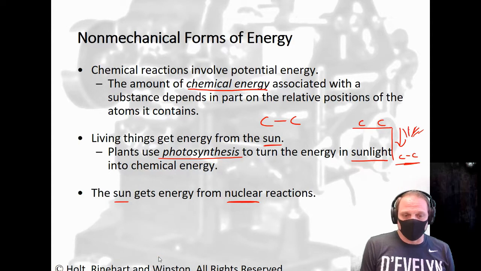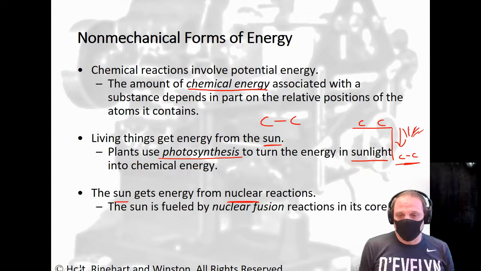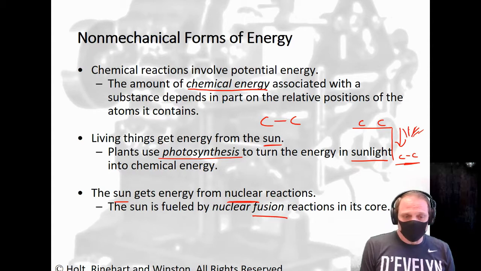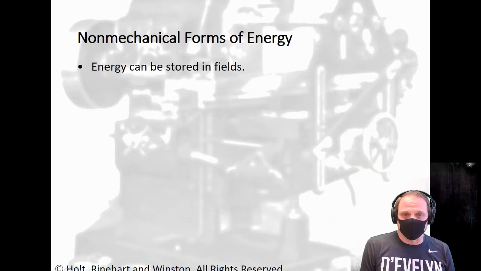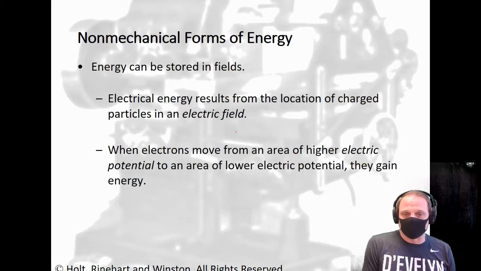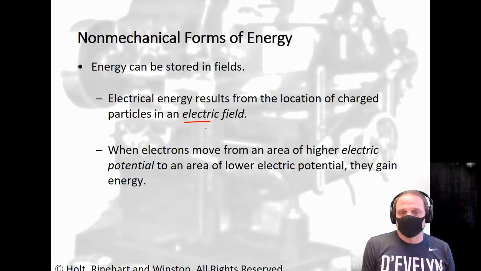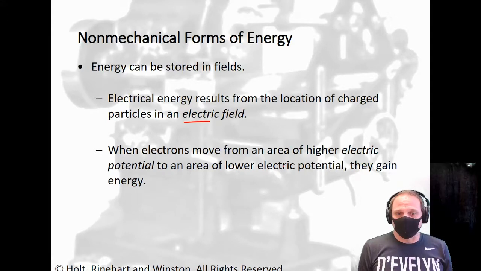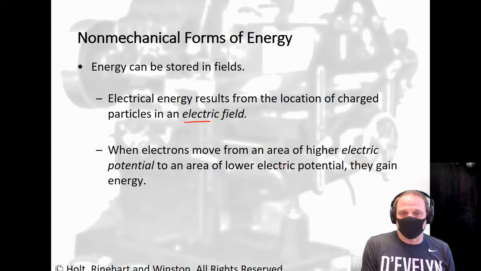We have it in the form of fission and fusion, right? Fusion is what we have inside the sun. That's what's in the core of the sun, which is giving us all this energy. We also have fission, which we see here on Earth a lot more, right? And then that's another form of non-mechanical energy. We also have energy stored in fields, like electric fields, okay? So when we think about energy of electricity, we want to think about electricity being non-mechanical energy, okay?